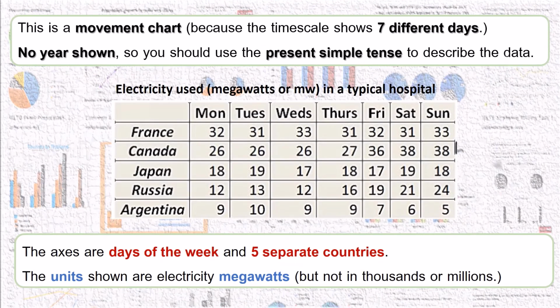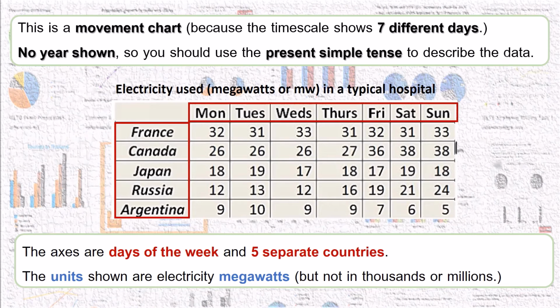This is a movement chart, because the time scale shows 7 different days. No year shown, so you should use the present simple tense to describe the data. The axes are days of the week and 5 separate countries. The units shown are electricity megawatts, but not in thousands or millions.